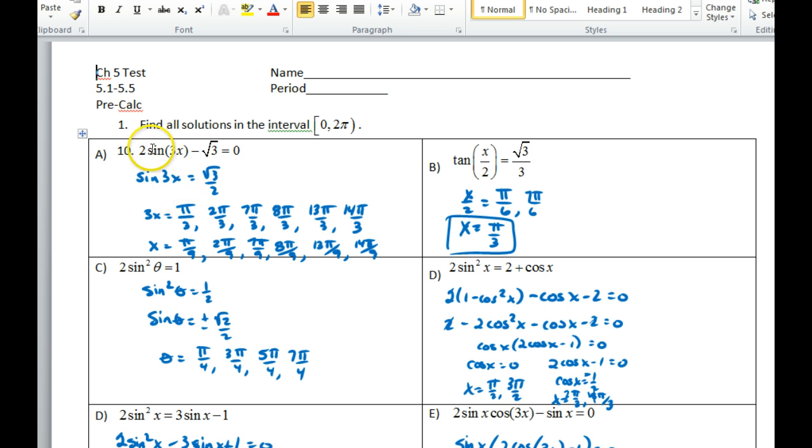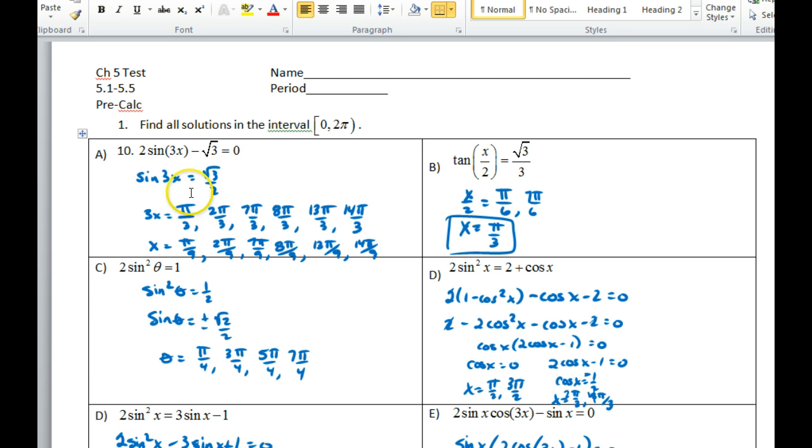So what we do is we solve this just like this piece, this sine of 3x right here is a variable. So I isolate the sine of 3x. Then what I say to myself is, what angle measurements of the sine give me a value such as square root of 3 over 2? Well, those values are pi over 3 and 2 pi over 3.